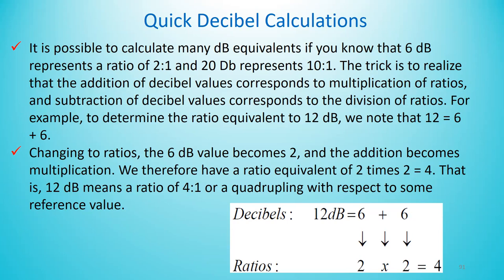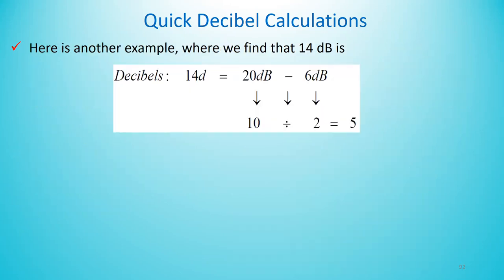For example, determine the ratio equivalent to 12 dB. We note that 12 is 6 plus 6, and the 6 dB value becomes a ratio of 2. The addition becomes multiplication. We therefore have a ratio equivalent to 2 times 2, that is 4. 12 dB means a ratio of 4:1, a quadrupling with respect to some reference value. Here is another example: 14 dB is 20 dB minus 6 dB, that is a ratio of 10 divided by 2, which is 5.